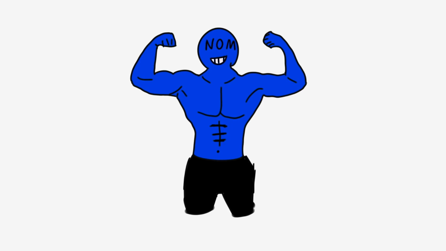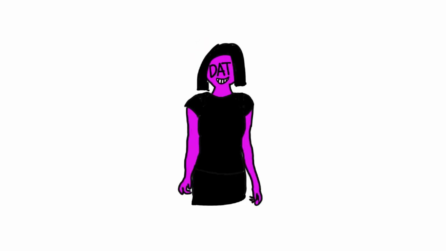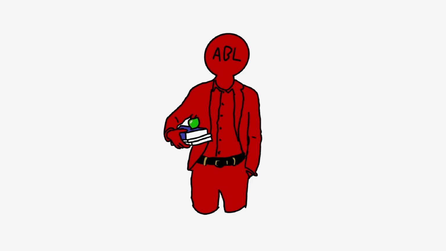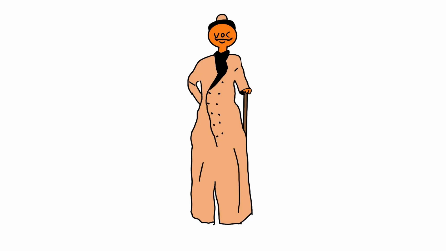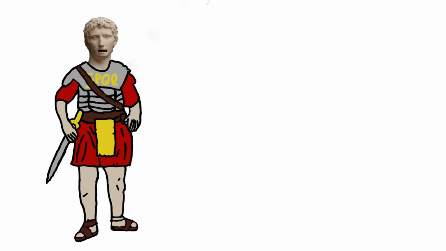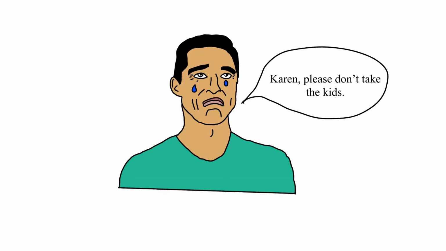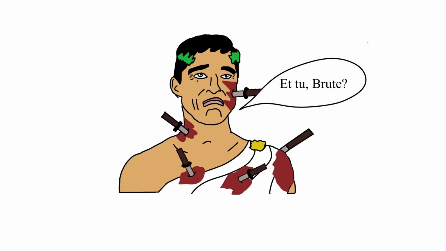The nominative, the accusative, the dative, the genitive, the ablative, and the vocative, which is basically two children in a trench coat pretending to be a Latin case. The vocative is used only when calling someone something while speaking to them. For example, Karen in Karen, please don't take the kids, or Brute in Et tu, Brute by Julius Caesar. The vocative is far less common than the other cases, and only has very few forms you'll need to memorize.